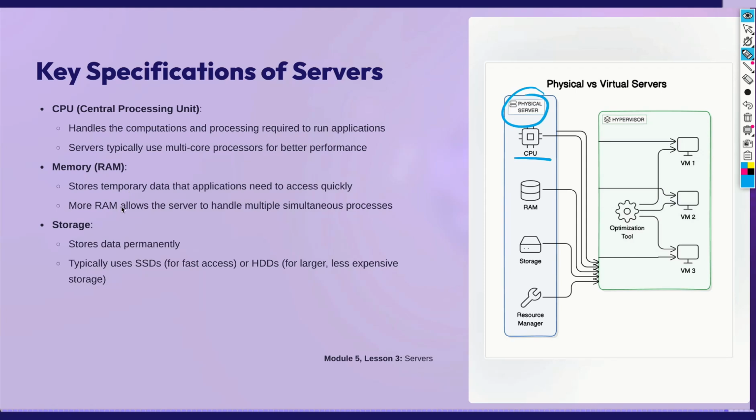Then we have RAM. So RAM is used to store temporary data that applications need to access quickly. So RAM does not save the data. It just uses it at runtime as long as the application is running. And then later, if the application goes down, that random access memory is deleted. So more RAM allows the server to handle multiple simultaneous processes, and the RAM is located here.